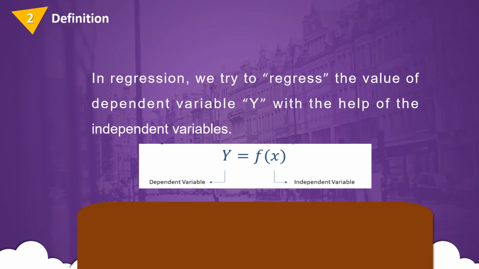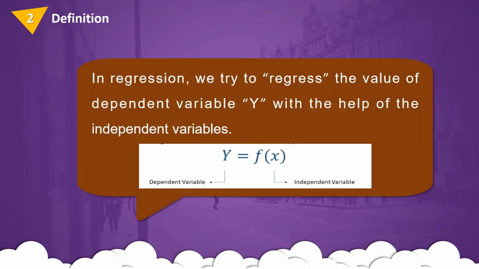In regression, we try to regress the value of the dependent variable with the help of the independent variables. Here the mathematical notation for this is y is equal to f of x, where y is a dependent variable and f of x is the function in terms of independent variables. The process that is adopted to perform this regression analysis helps to understand which factors are important, which factors can be ignored, and how they are influencing one another.